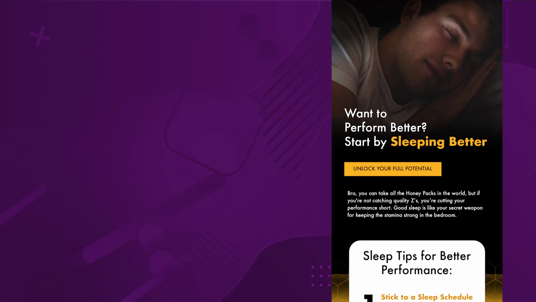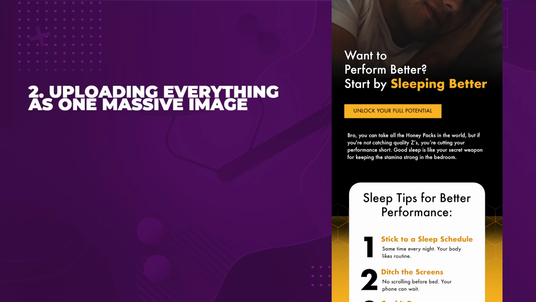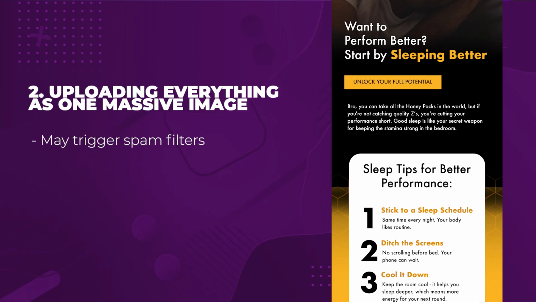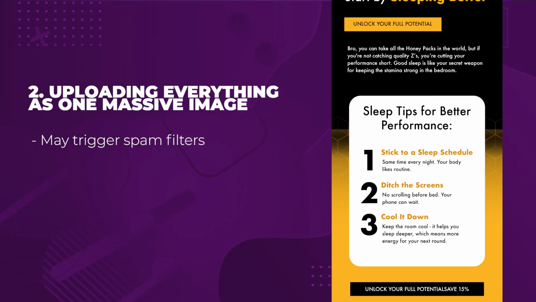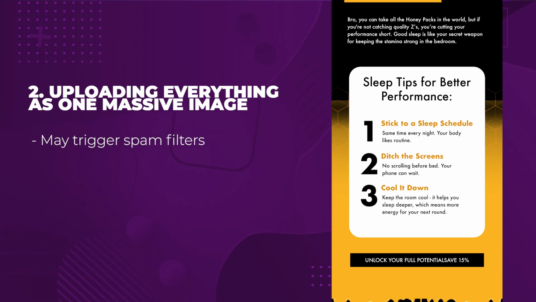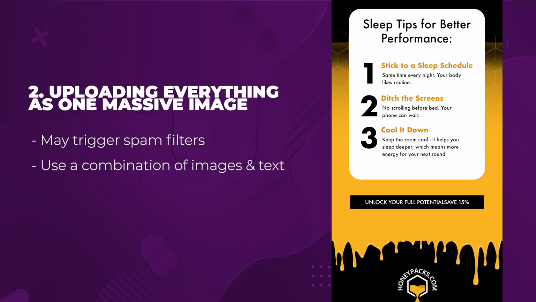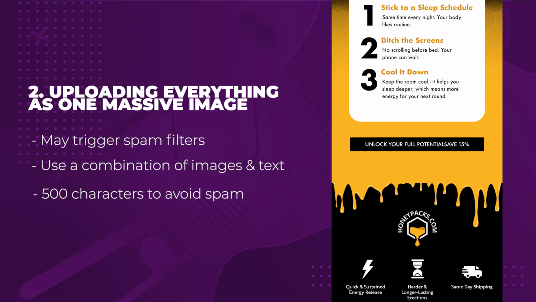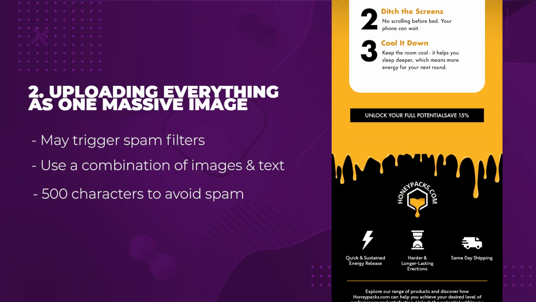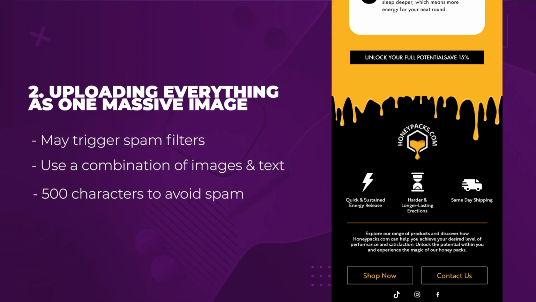Now, the second thing is uploading everything as just one massive image. What happens here is you may end up triggering spam filters because you just have an image and there's no text in the email. ESPs like Gmail and Yahoo look at that and they're like, probably spam. So what you want to do here is use a combination of images and text. Usually we recommend like 500 characters just to avoid getting flagged as spam. So an example here, the text part at the top of this email is actually text.